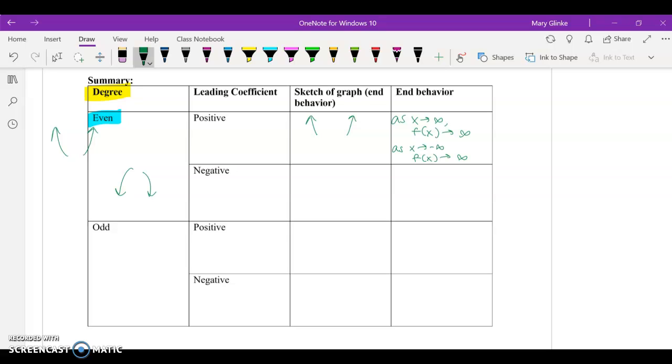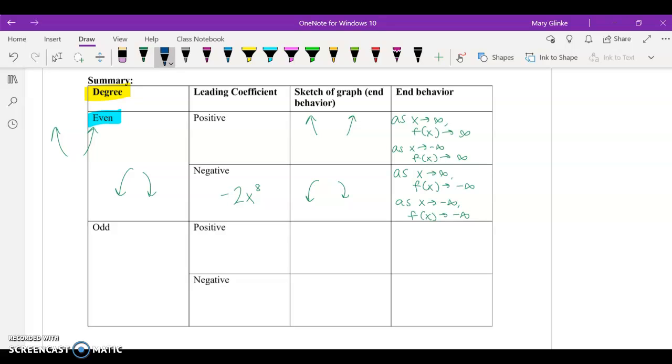If you have a negative out in front, like a negative 2x to the 8th or something like that, your graph is going to look like this on the left and the right. We don't know, again, what the middle of the graph looks like, but we do know as I go to the right, my graph points down. Likewise, as I go to the left, my graph points down as well.